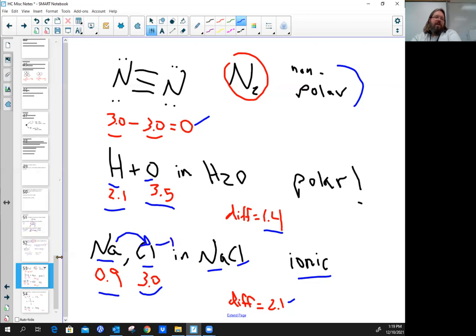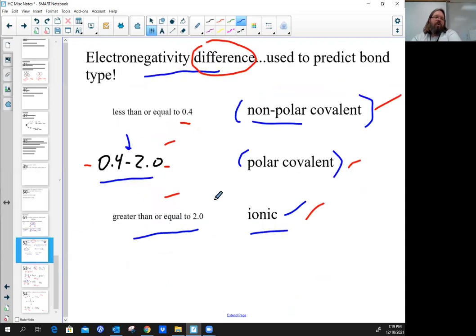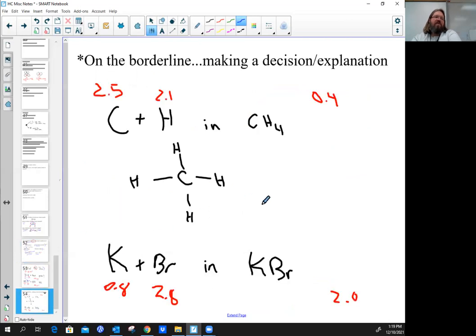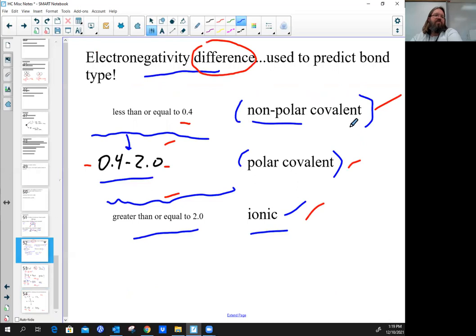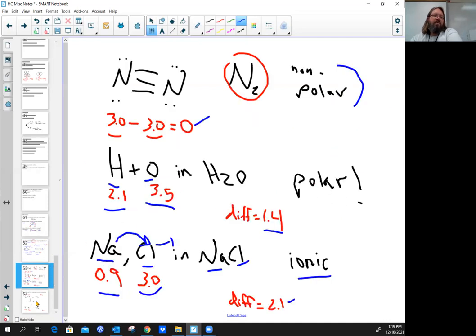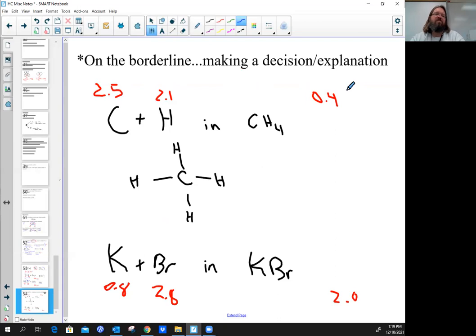Okay. Now, back to the question at hand, right? What if it's on the border between these two that we talked about? I've got a couple of examples that we can talk about where you have to make a decision. You have to maybe explain yourself, right? It is very, very certainly true that not every bond in the universe is going to perfectly fit within these three categories. Some are kind of in the middle, and for some we're going to have to make some decisions and explanations.